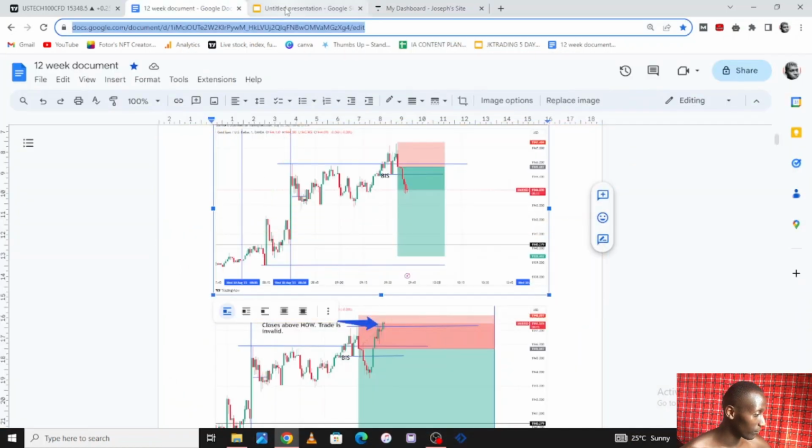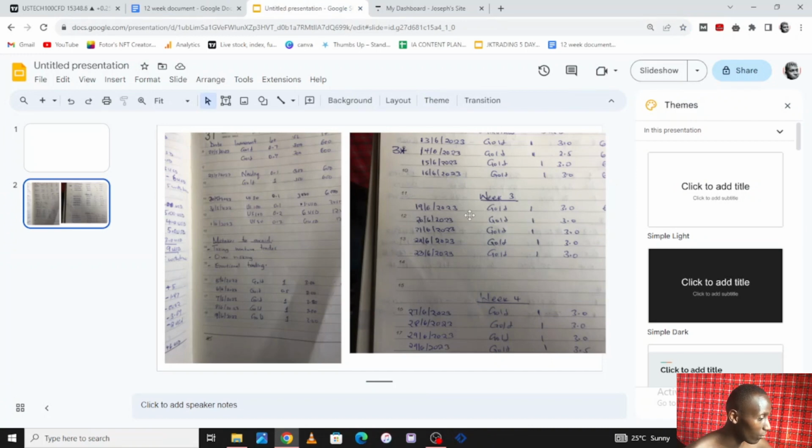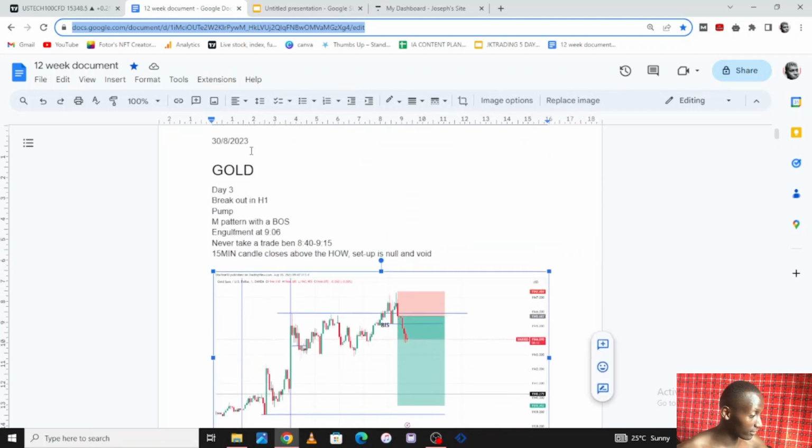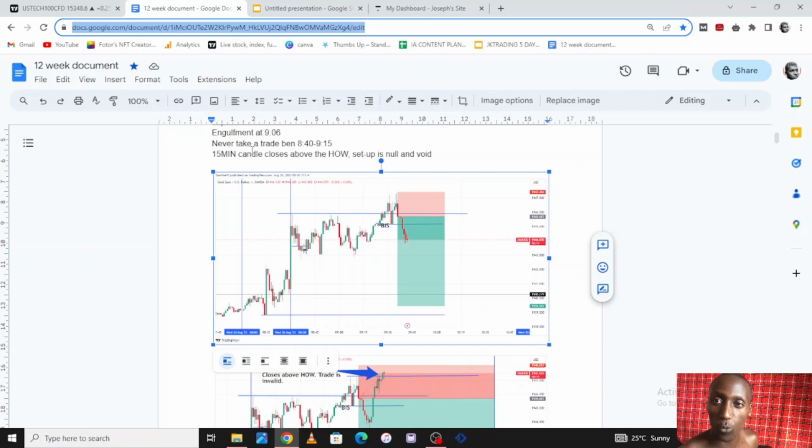And as you can see, this is just an example of how I take my trades, how I record my trades. I trade manually. I have categorized it in weekly, week 1, week 2, week 3, week 4, and I also record it on a document, so on this Google Docs, where I can look at my setups visually. So this is what I recommend you do, so that in this second step we are looking at the winners.